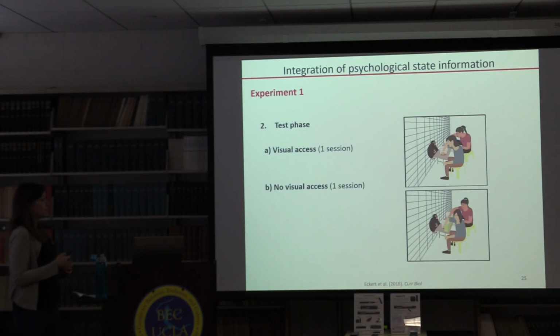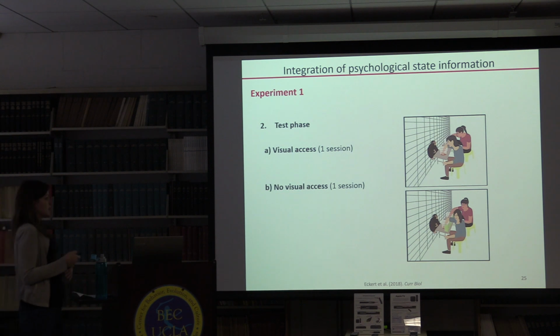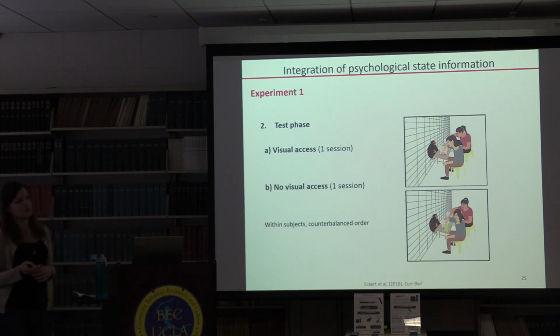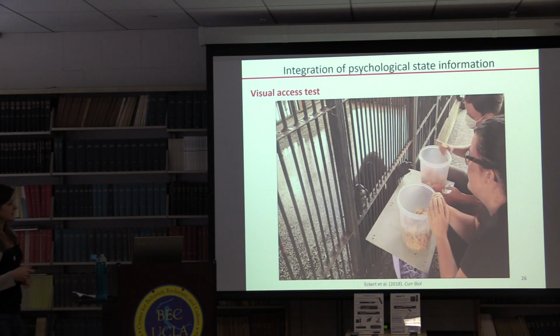We had 2 different test conditions, and the only difference between them was that in the visual access test, we looked into the buckets while sampling, whereas in the no visual access test, we sampled blindly. Each condition was tested in a single session, and of course the order of conditions was counterbalanced between subjects. So here you can see a quick video of the visual access test.